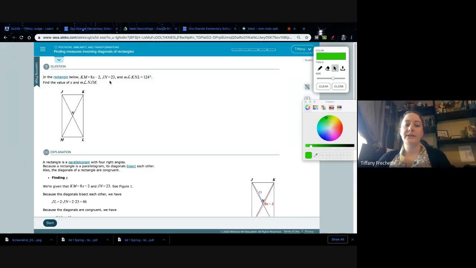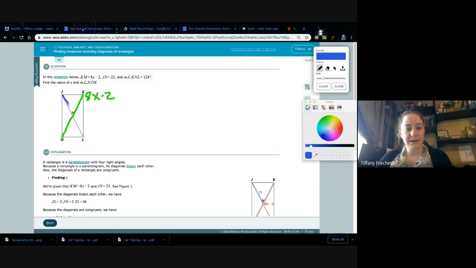Finding measures involving diagonals of a rectangle. So in the rectangle below, KM, this whole diagonal here, I'm going to make that a little smaller. All right, KM, this whole thing is, and I'm just going to write off to the side here, x minus 2.